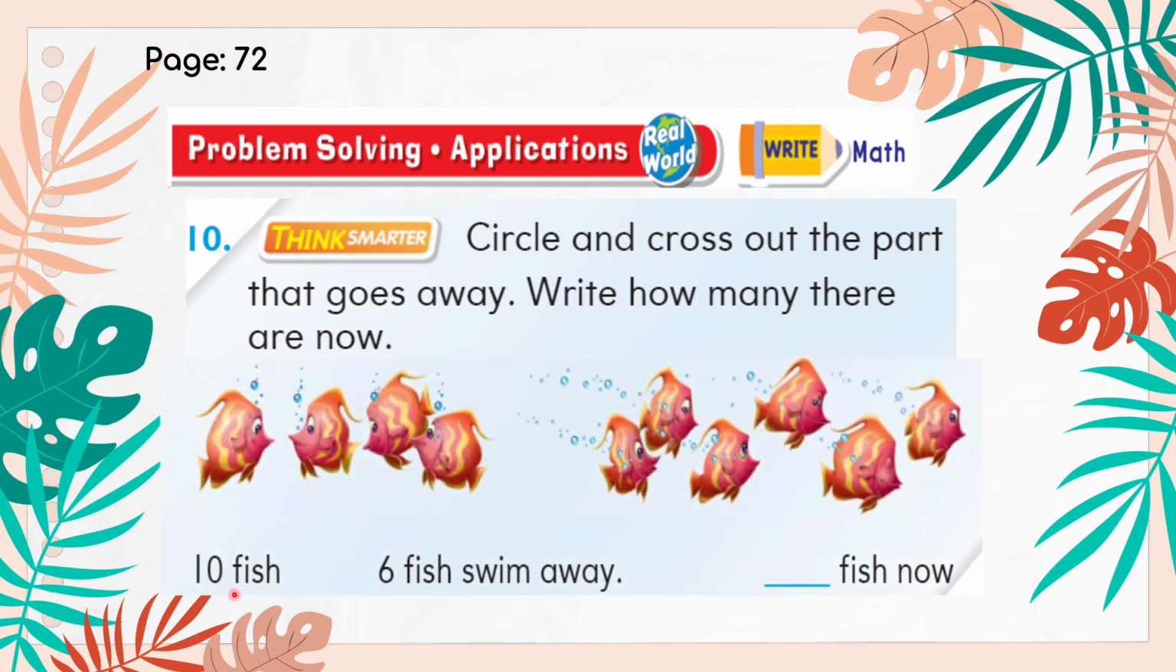So we start with 10 fish. 1, 2, 3, 4, 5, 6, 7, 8, 9, 10. So there are 10 fish. 6 fish swim away. Now these are the fish which are swimming away. How many are they? 1, 2, 3, 4, 5, 6. So 6 fish swim away. Now how many fish are left now? If these are the ones which are swimming away, we are left with these. They are 1, 2, 3, and 4. So we are left with 4 fish.